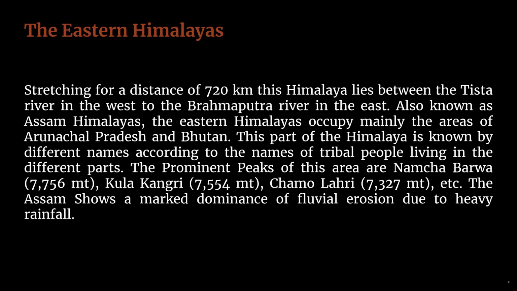The Eastern Himalayas. Stretching for a distance of 720 kilometers, this Himalaya lies between the Teesta River in the west to the Brahmaputra River in the east. Also known as Assam Himalayas, the Eastern Himalayas occupy mainly the areas of Arunachal Pradesh and Bhutan. This part of the Himalaya is known by different names according to the names of tribal people living in the different parts.